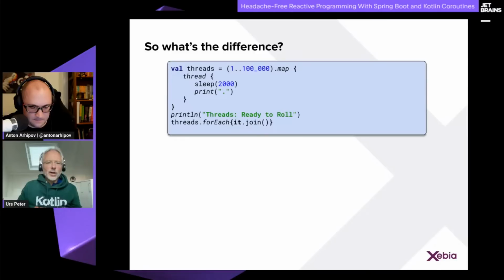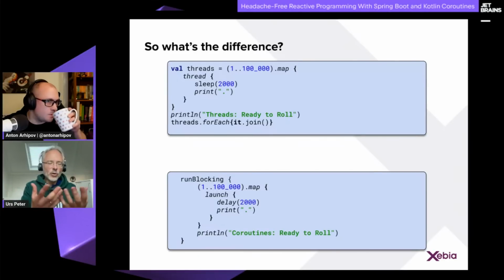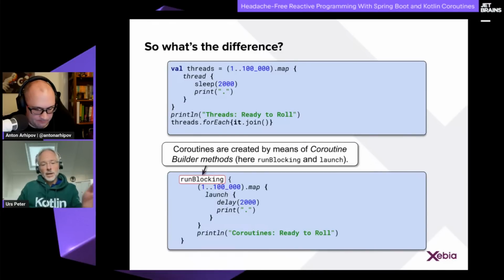Here I have an example of creating 100,000 threads, each sleeping for 2 seconds. And this would be the counterpart with coroutines. What you cannot do with coroutines is simply create a coroutine like you can create threads. There's no constructor which says new Thread, new Runnable, and then run something and start. No, you always need a builder method for that. And the builder we use here is runBlocking. More on this one later. That's an important one.